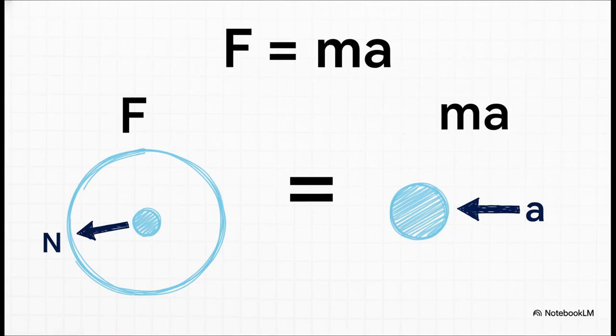So here's where it all comes together. We pull out the big gun, Newton's second law, F equals ma. The net force pointing to the center, which we now know is just the normal force, N, must be equal to the mass times the centripetal acceleration, which is just v squared over r.